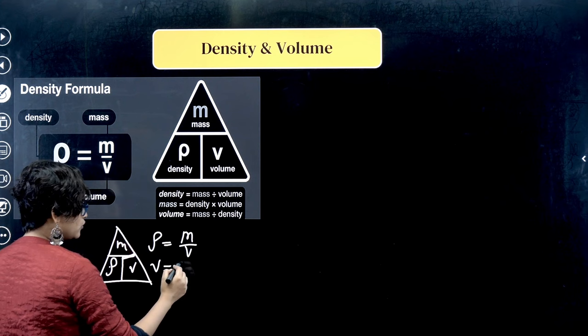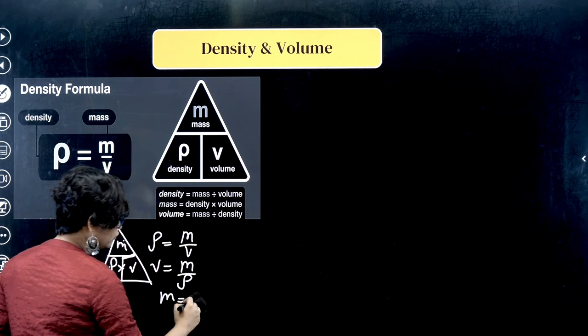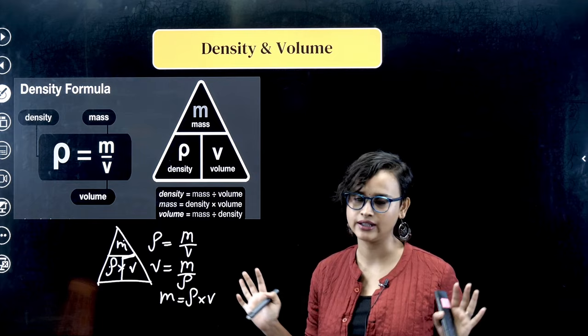Now if you want to figure out what is volume, volume is equal to obviously mass by density. Can you see it? Mass by density, yes. And if you want to figure out mass, mass is equal to density into volume, okay? Density into volume. Do you realize this? Yes. So if you can remember this, it will be very easy in your board exam if at all there is some calculation that comes, okay?